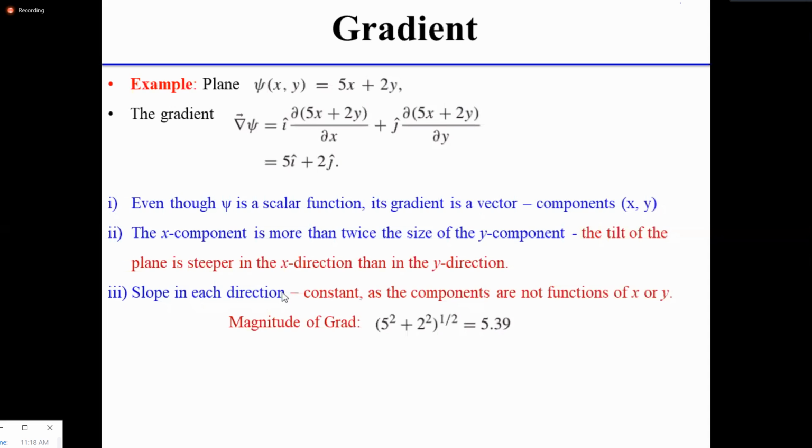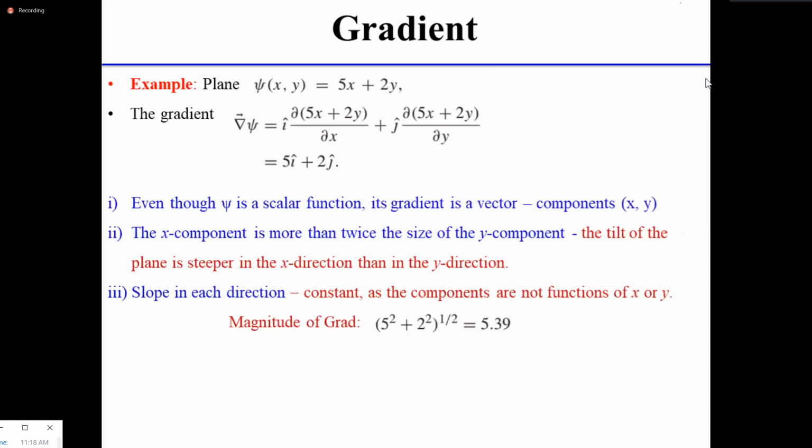And the third thing is that if you want to calculate slope in any direction, in the direction of the gradient, then the slope can be given by the magnitude of this function. So also magnitude of del psi. It will simply be square root of 5 square plus 2 square raised to half. Actually, it should come out to be 5.39.